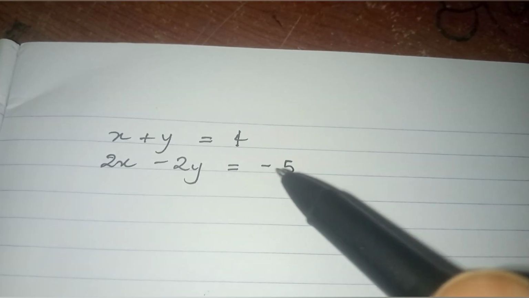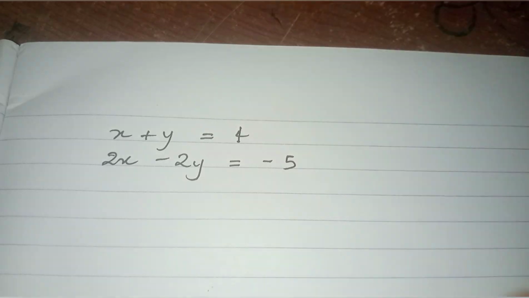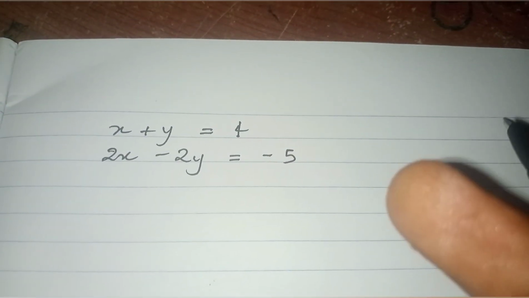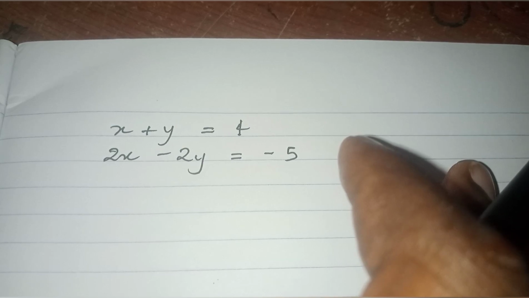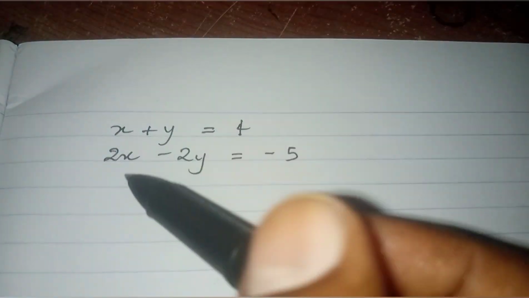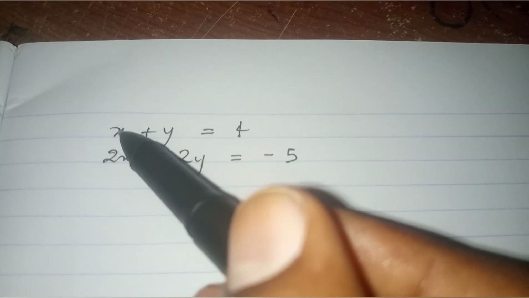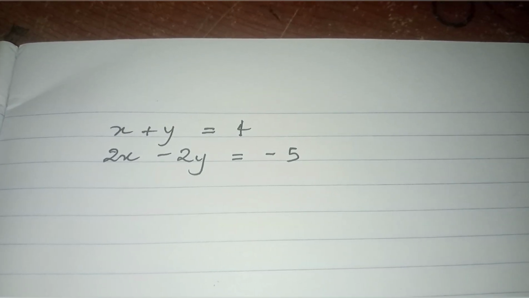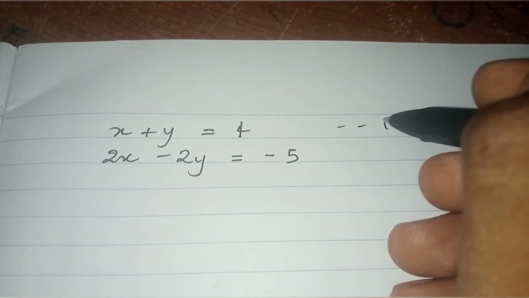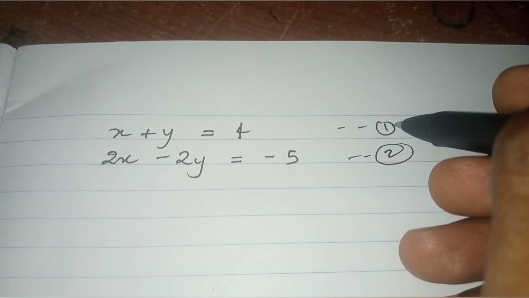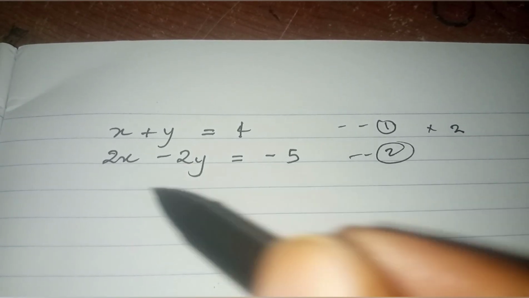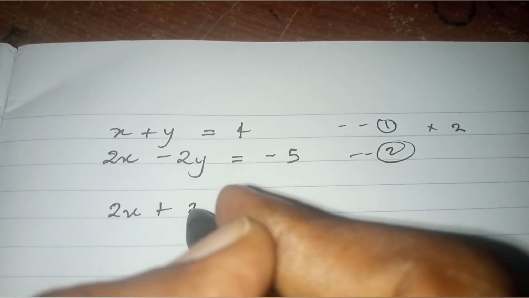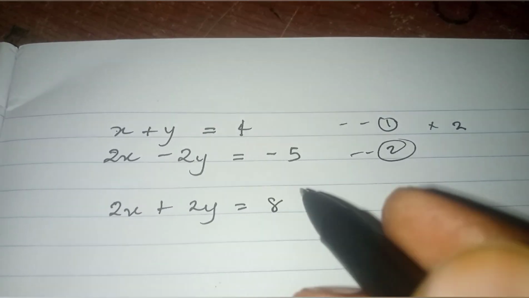Now this is your choice. You can eliminate any of the variables you want. But for the purpose of this class, I'm going to eliminate x. The coefficient of x here is 1, and the coefficient of x here is 2. So what do I have to do? I have to multiply equation 1 by 2 so as to make the coefficient of x to be 2. So we have 2x plus 2y equals 8.